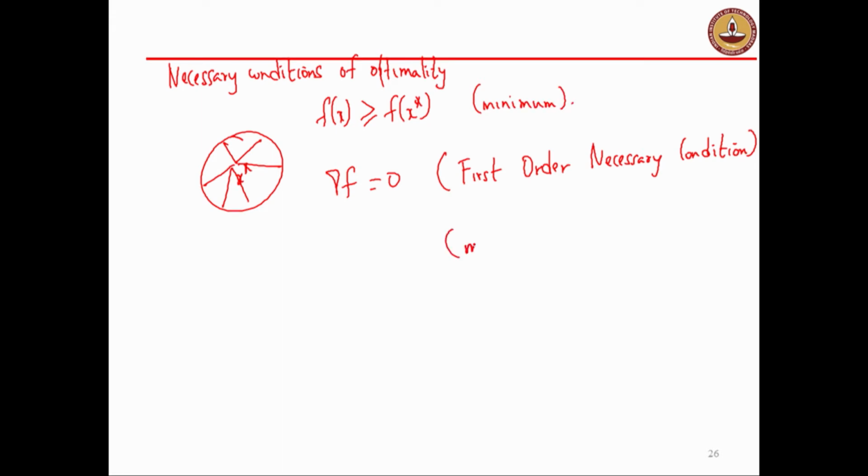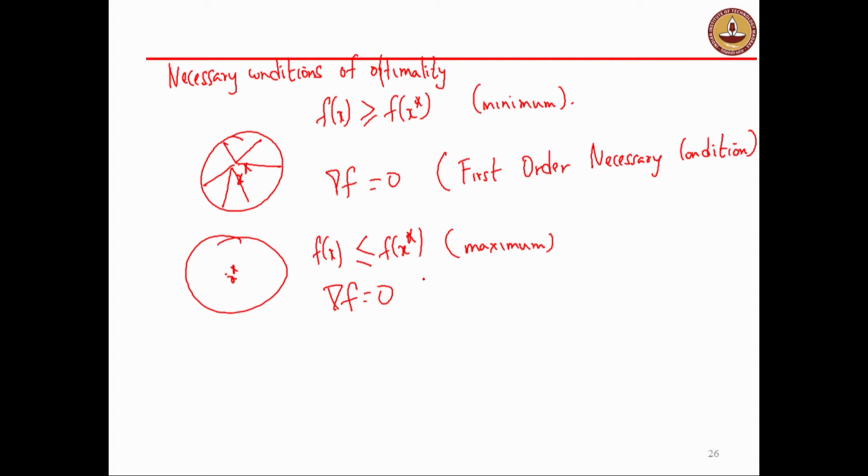For a maximum, what does it say? Local maximum. You go a small amount around x star, f of x cannot be larger than that of x star. It can be less than or equal to at x star. This is for a maximum. Use the same argument. For a maximum also, the gradient should be equal to 0. Why? Otherwise you can go along grad f and the function will increase. In fact, it increases the most along that direction.